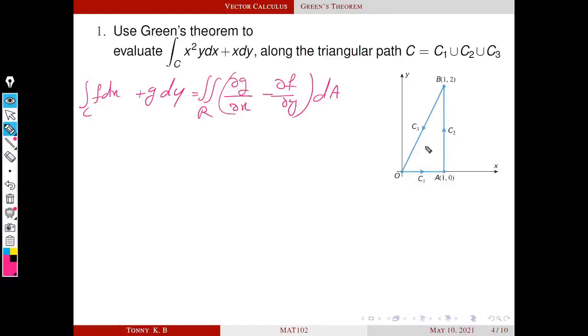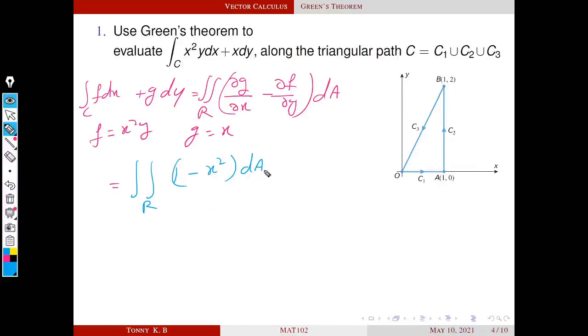So we have to integrate this integrand over this R using a double integral. What is f? Here f is equal to x squared y and g is equal to x. So we can easily evaluate ∂g/∂x and ∂f/∂y and plug all these values in this equation. Then we get the double integral over R of (1 minus x squared) dA. The derivative of g with respect to x is 1, and this value is x squared.